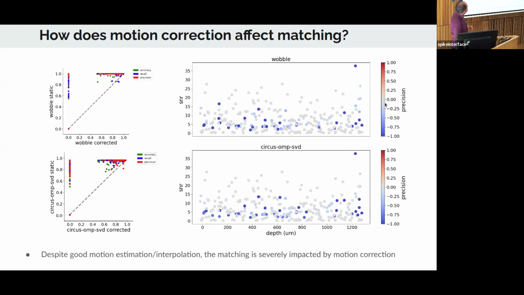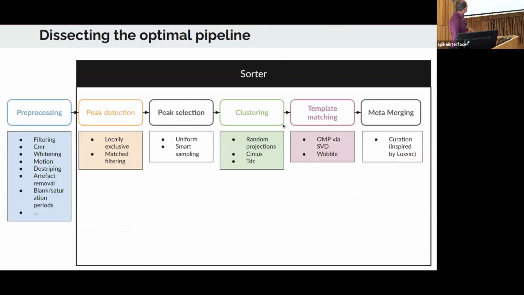This is the difference in precision between what I would have had in the static and in the corrected cases, and I'm losing cells quite a lot. So I just need to be aware of that.